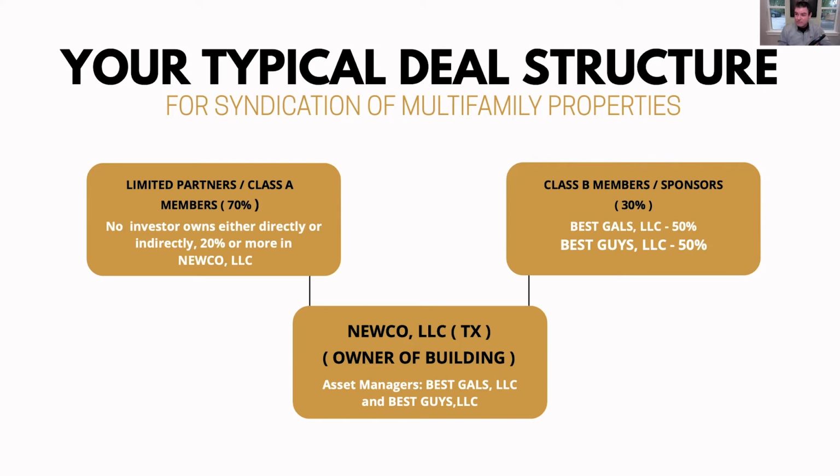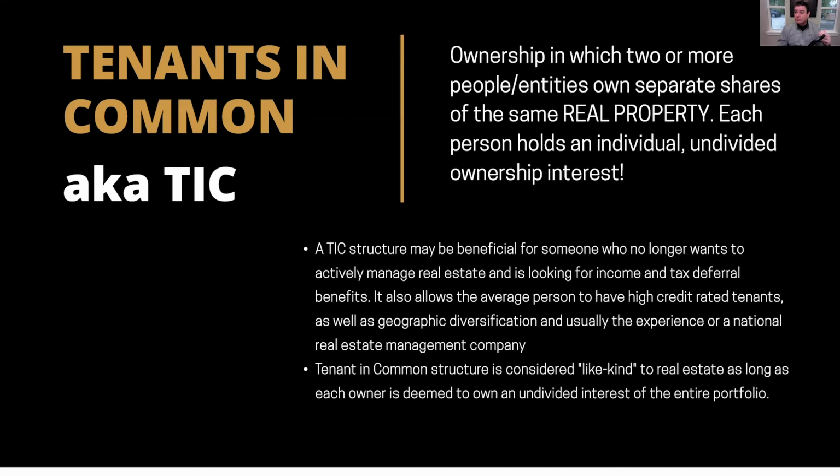This is the secret sauce. The new structure is going to involve what we call a TIC, or tenants in common. This has been around for hundreds of years. This is not new. This allows basically multiple property owners to own the same piece of real property. The key is you own an undivided interest in that real property.